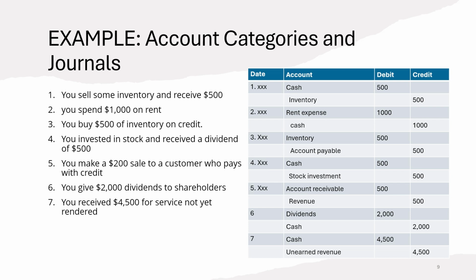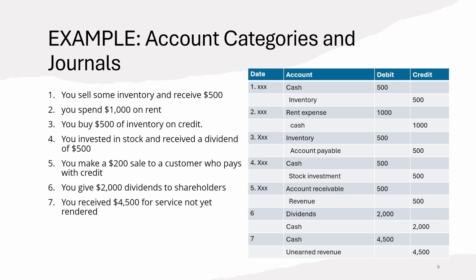Number 4, you invested in stock and received a dividend of $500. So in this case, the journal debit is the cash because by investing in stock, you receive dividends in cash format. And on the other hand, the credit side would have the dividend revenue as a kind of revenue or income.